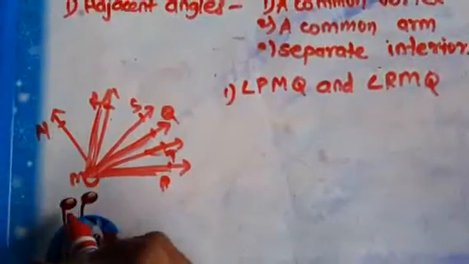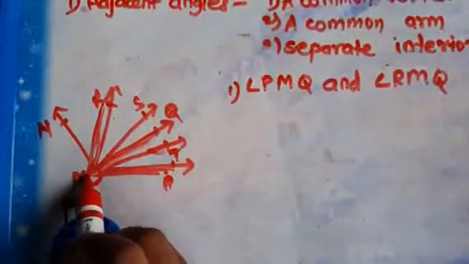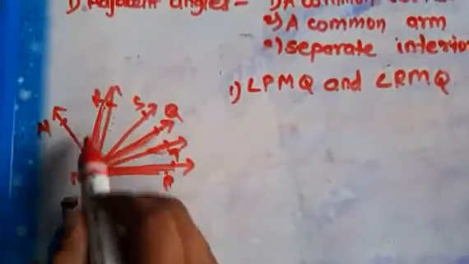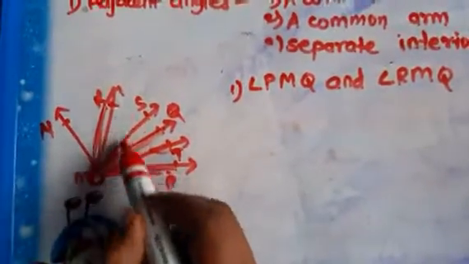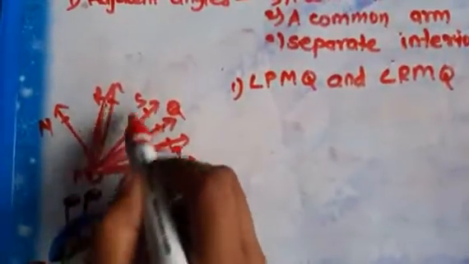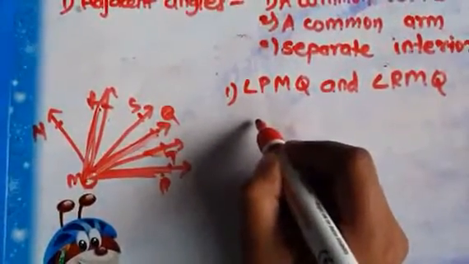Vertex is common. Yes. Now PMQ and RMQ, they are having this common arm. And they are also having separate interiors. RMQ is having this one and PMQ is having this one. So they are a pair of adjacent angles.